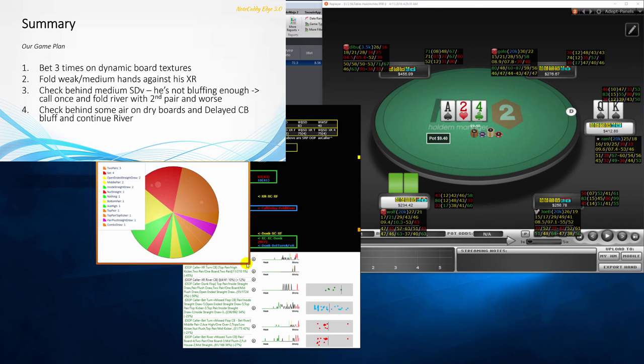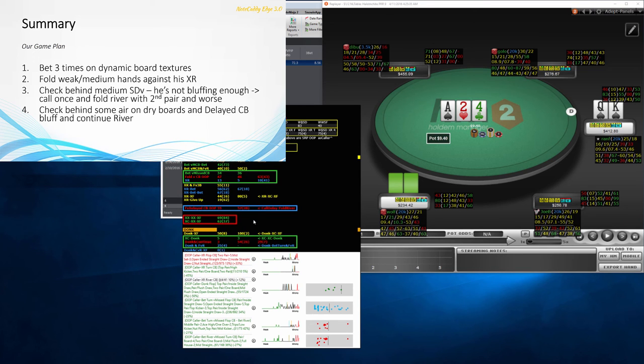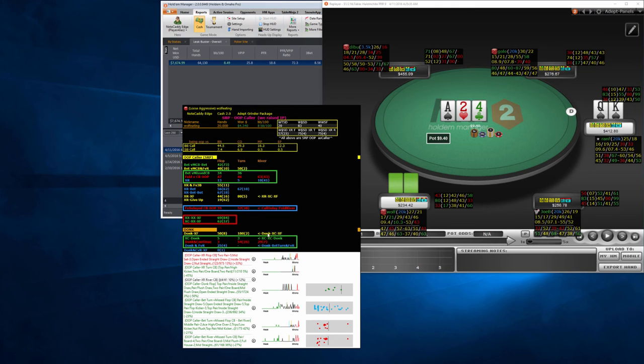We can definitely check back some air on dry boards and delayed c-bet bluff them from turn and continue our aggression on the river as well. And if he didn't bet to you until the river, you always should bet, because it's extremely high EV plus spot and you should always use it. This is the statistic here. So yeah, this is our general game plan against this guy in this situation.